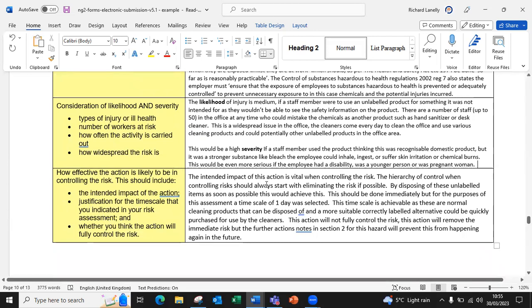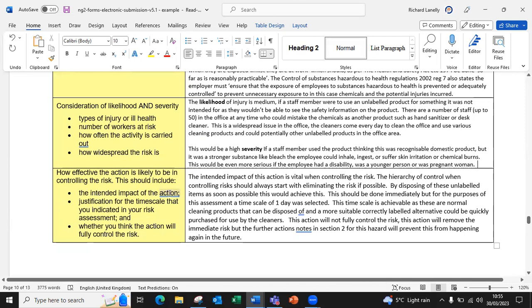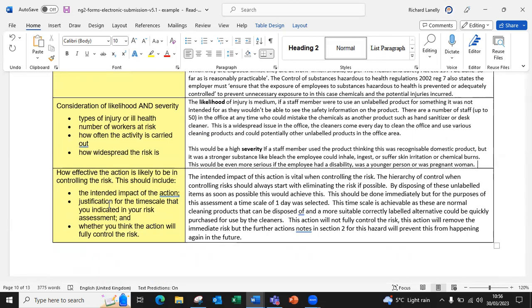Okay, justification of time. You could even put more information in there. It'll stop people from hurting themselves, and maybe put it into your own words as to what the intended impact would be. But again, this is the minimum of what you should be doing. Justification of the time scale. So now that person has said, but you've put a day. Why a day?